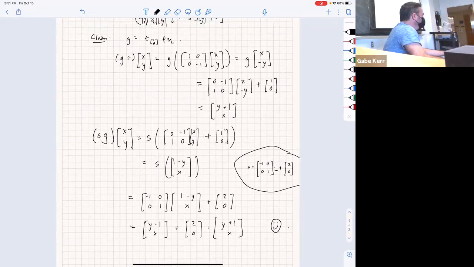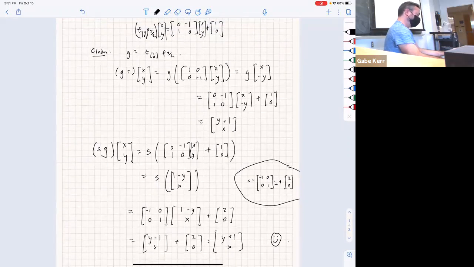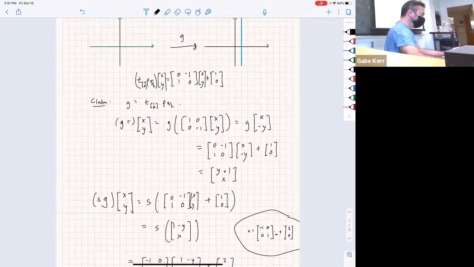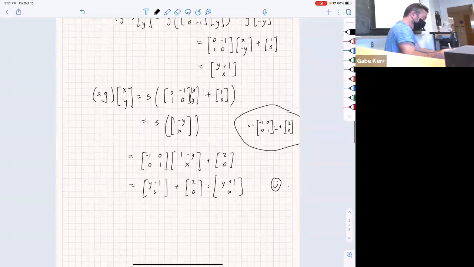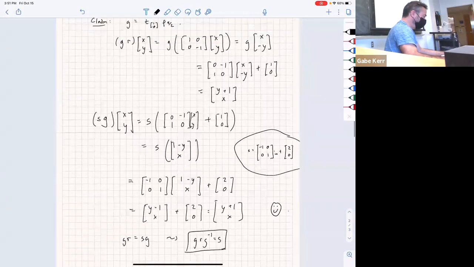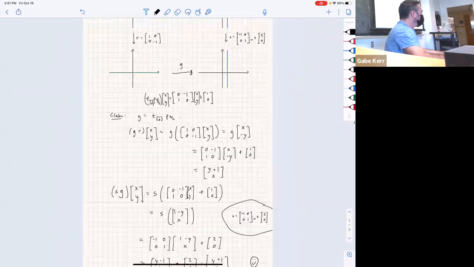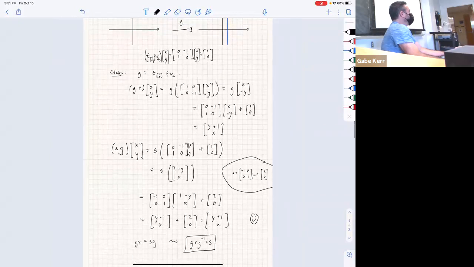Does it make sense then? So this sounds fine. I mean, everything's invertible. So my point is if I have GR equals SG, then I can certainly multiply it on the right by G inverse. That's the one there. Okay, and that it?